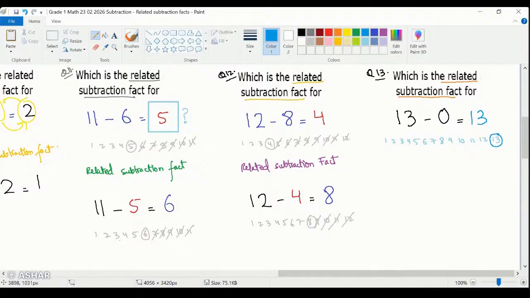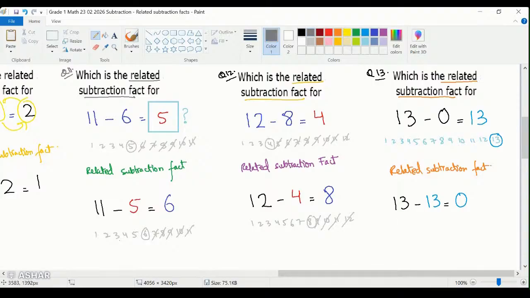So what is the related subtraction fact for this? This should mean 13 minus a number. We swap the positions of the two numbers. That means 13 minus 13 would always be equal to 0. Perfect. Thank you. How can we verify?